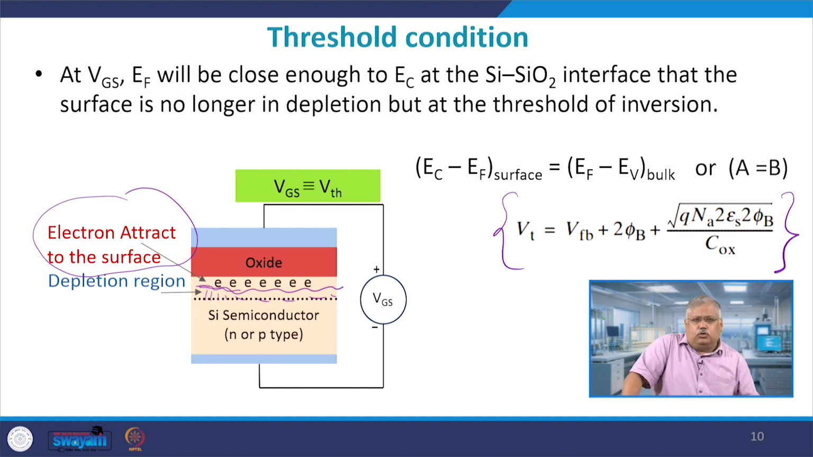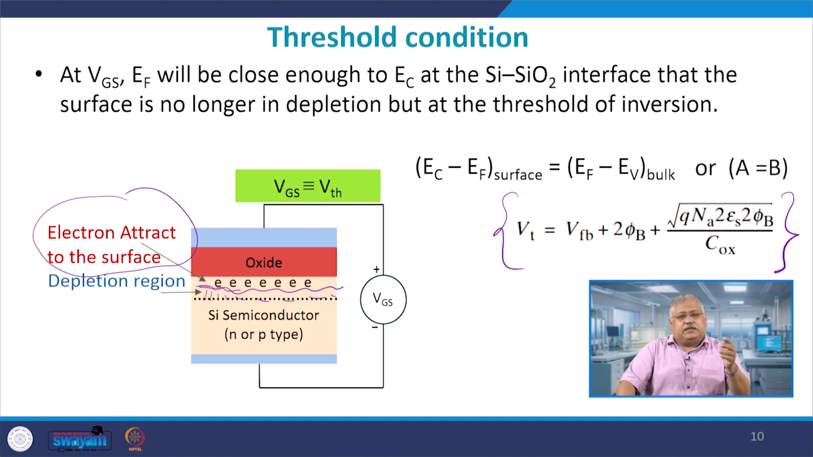Therefore, the surface is no longer in depletion, but at the threshold of inversion. How do I define inversion? Why has the name inversion come? If you look very closely, initially this was a p-type semiconductor, right. I applied a bias, removed the holes from the interface, made it depleted, and then I am putting electrons there. So, the charge carriers have inverted from p type to n type, and that is the reason it is known as an inversion layer has been formed.